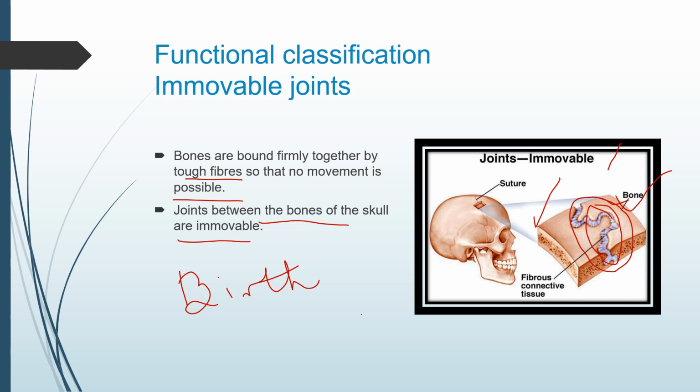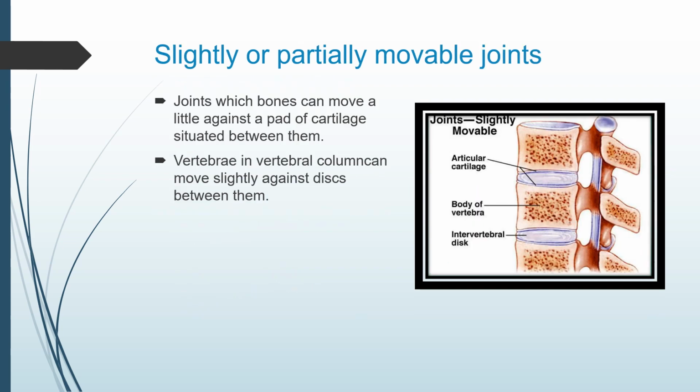you will be studying in 10th standard that during parturition the baby moves out with the help of the skull. So these bones are having a slight movement or slight function during that time. Other than that, they are mostly immovable, and they are meant mainly for the protection of the inner organs. Is it clear? So these are tough fibers, connected together with fibrous connective tissue, and these are the sutures, and they are mostly immovable, but they are also a part of joint.